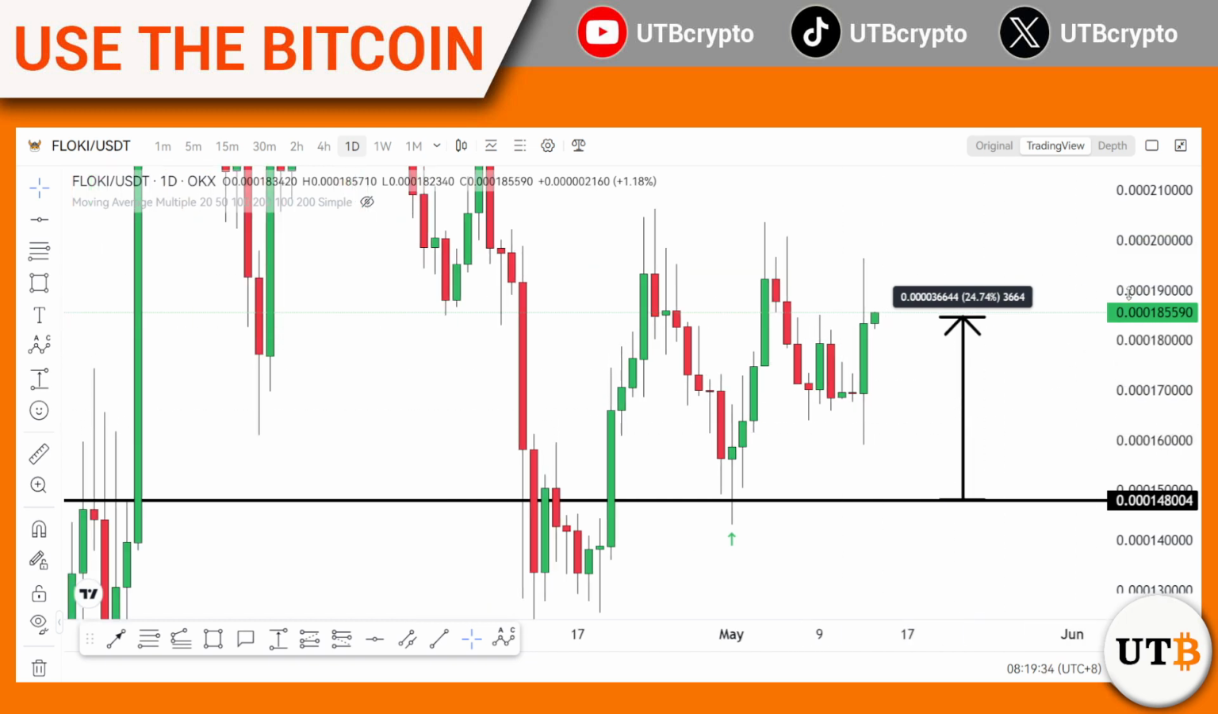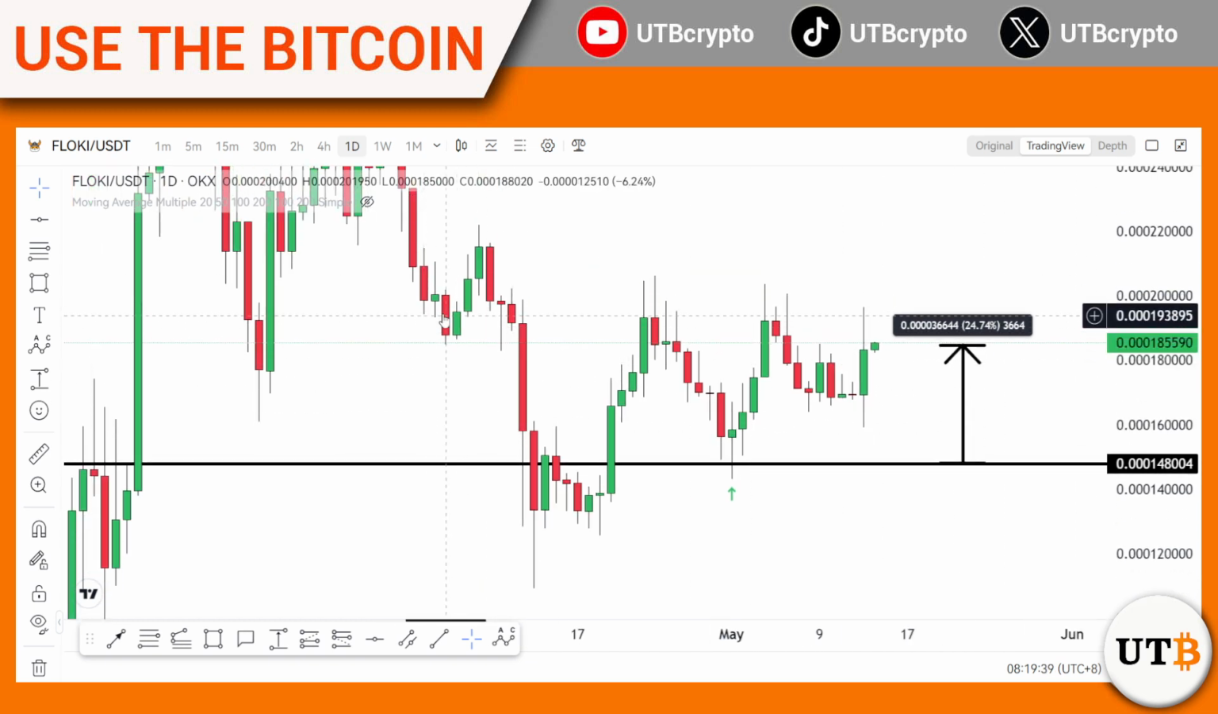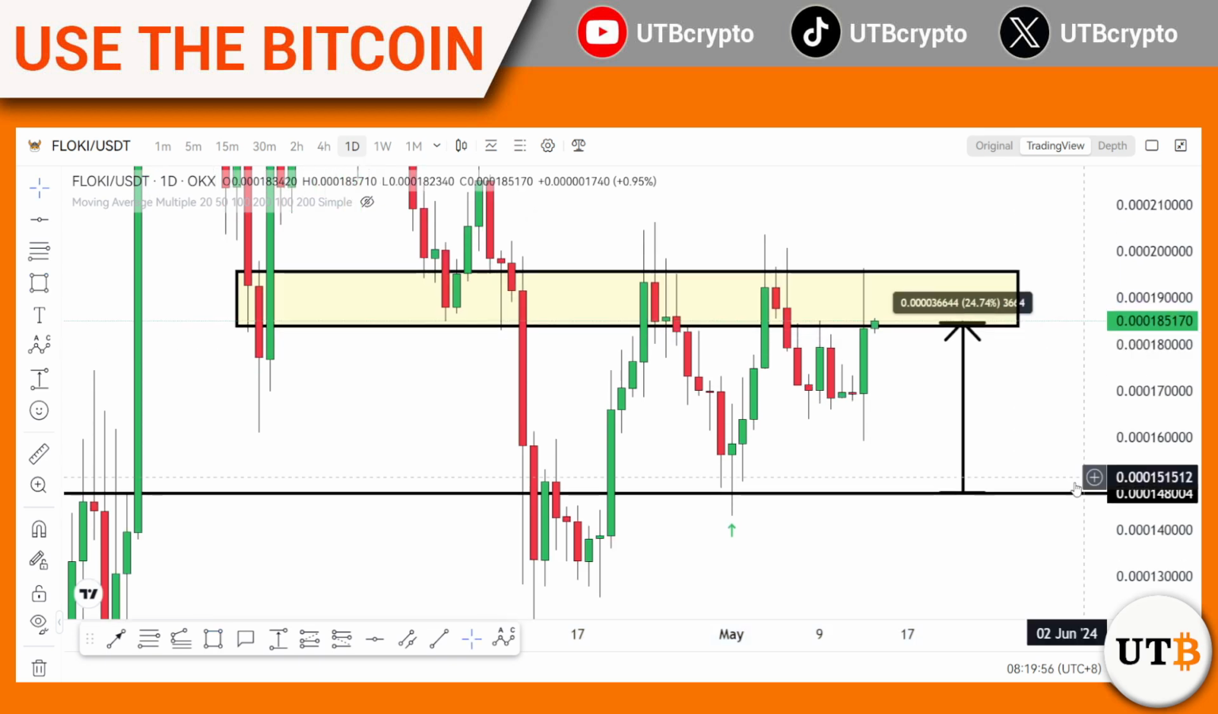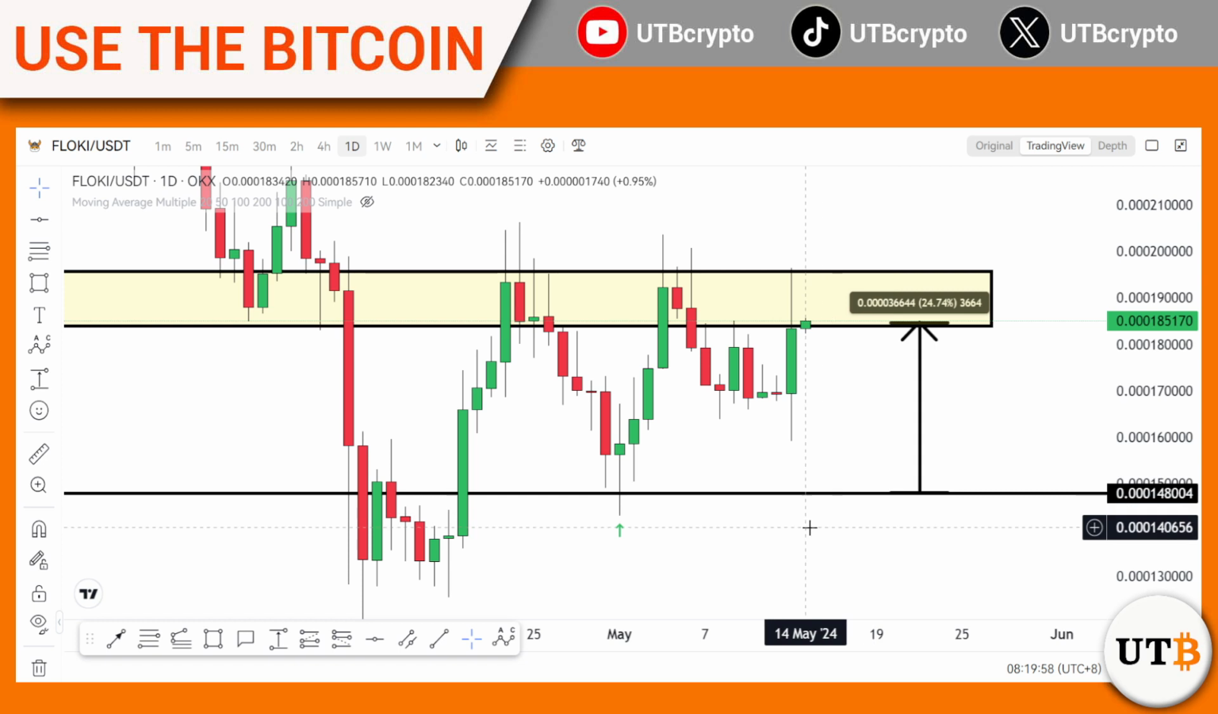If you also check here, the previous support levels, this one and this one, are now acting as resistance levels for FLOKI. So sooner or later the prices might go down. Since we are already aware of that, let's also check the potential areas where it could possibly bounce back.